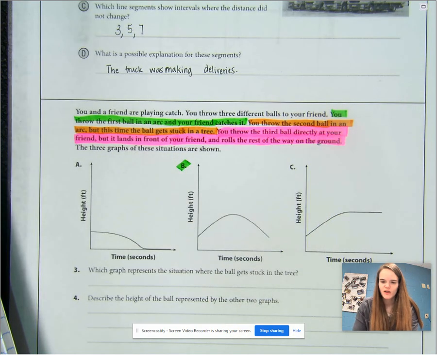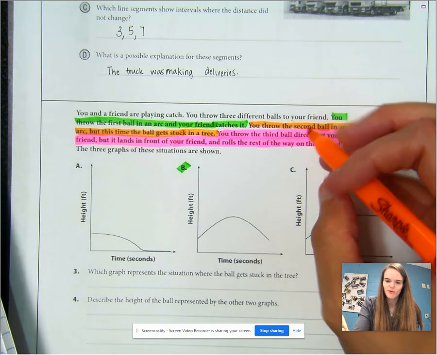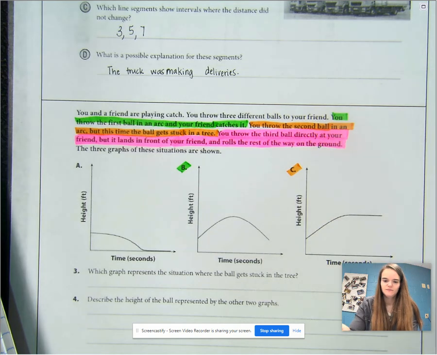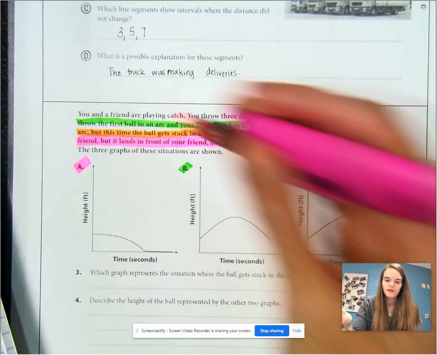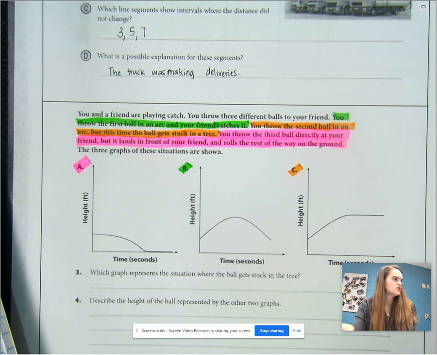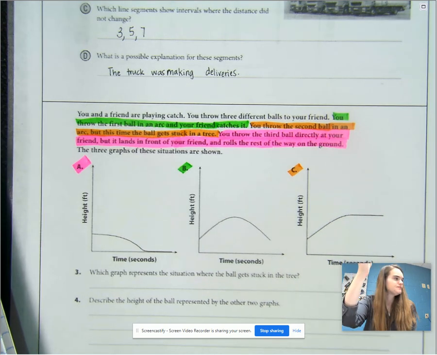Okay. The third one, you throw the ball in an arc, but this time it gets stuck in a tree. Well, the tree's high, so it's probably C. And last, you throw the ball directly at your friend, but it lands in front of your friend and rolls on the ground. A. Now we're going to answer the questions, now that we've matched them.